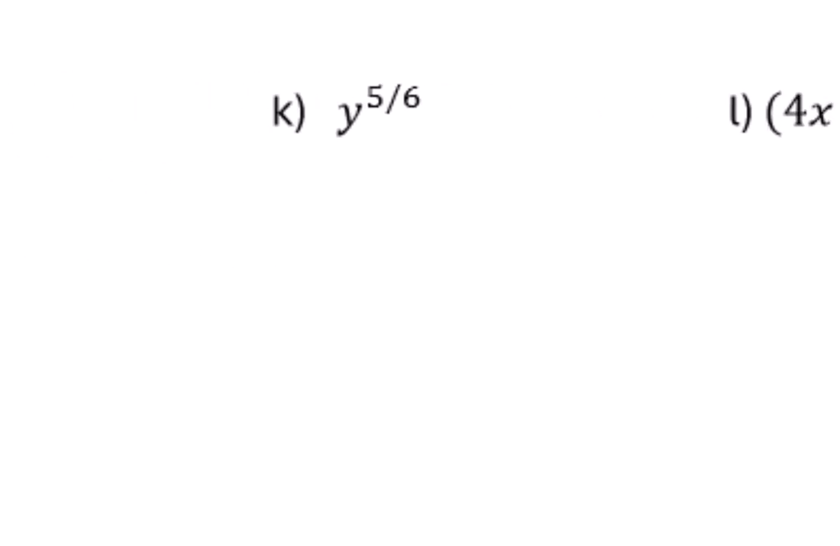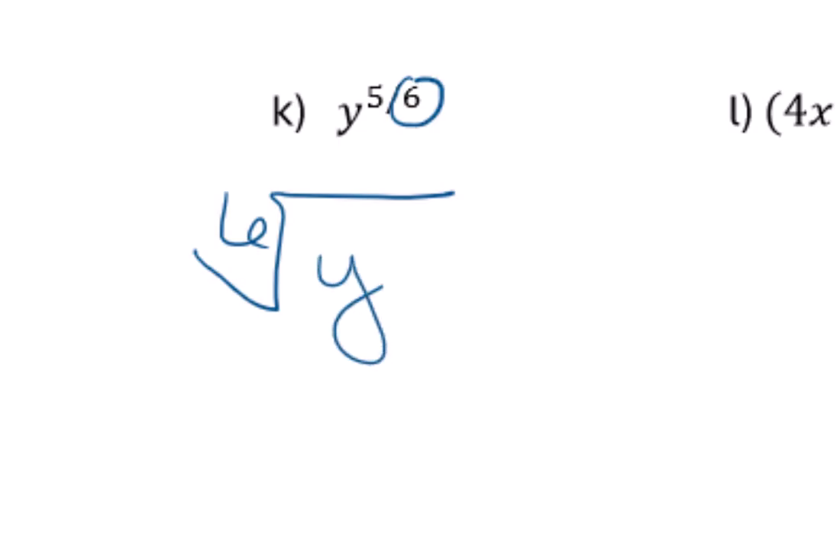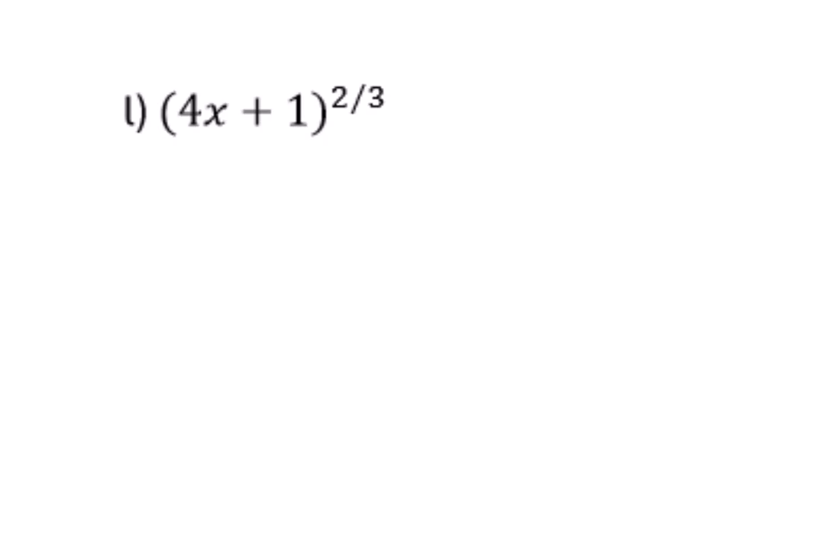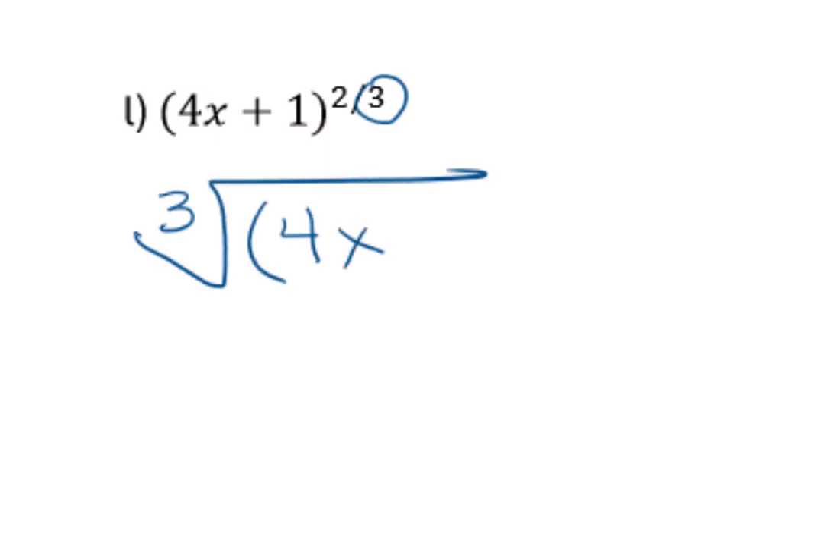Now let's go backwards. In K, we have y to the 5/6. So again, the denominator, that's kind of the new part. We're not used to seeing fractions, right? But if you have a denominator of a fraction other than 1, that's going to be our index. So we get 6th root of y to the 5th. Same thing. We have a denominator of 3, so that means we have a cubed root of the whole binomial 4x plus 1 squared.